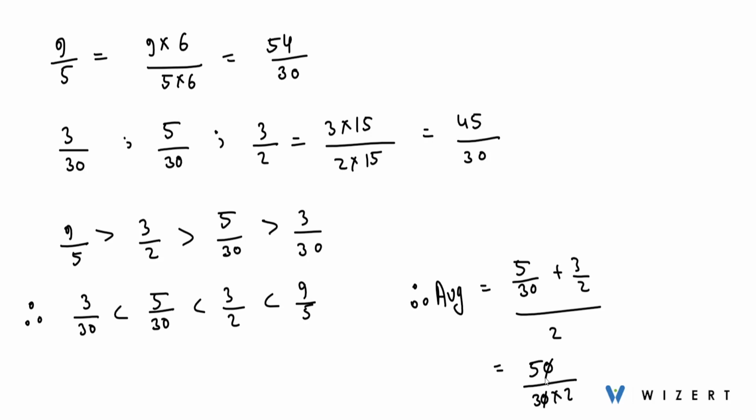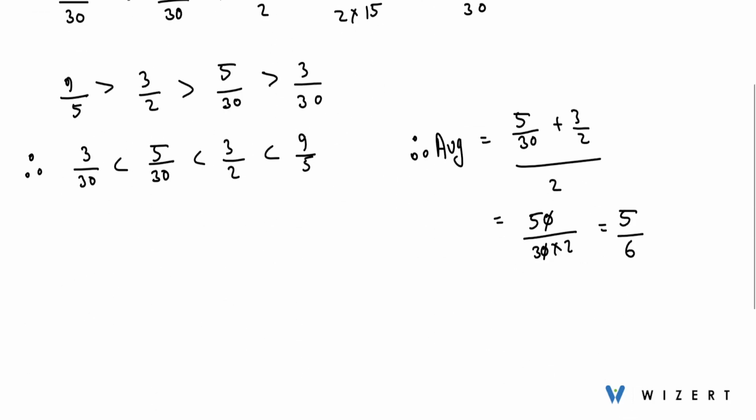0 and 0 will cancel out each other. So we will have 5 upon 6. So 5 upon 6 will be our required answer. Therefore, the required average will be equal to 5 upon 6.